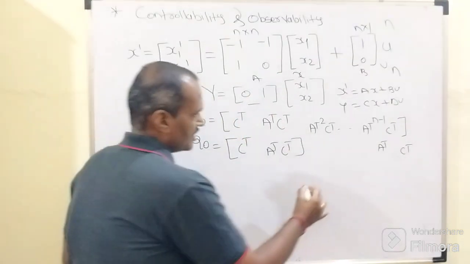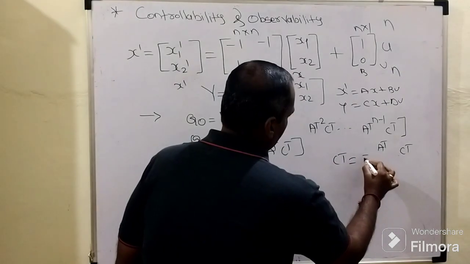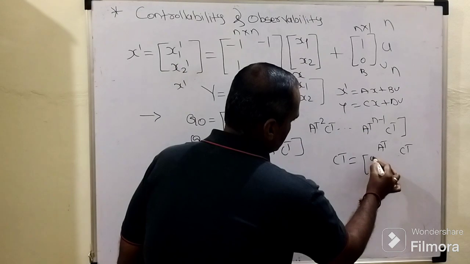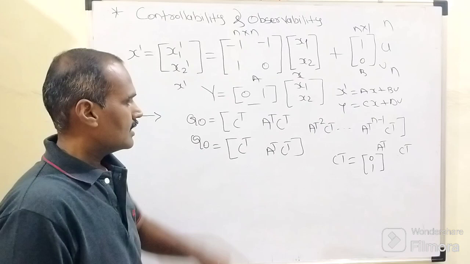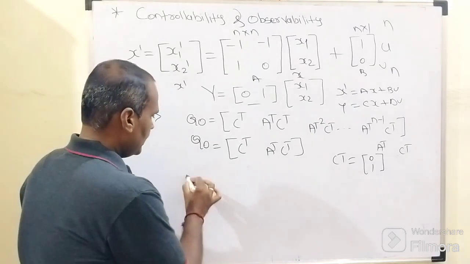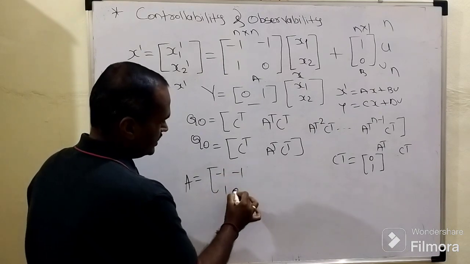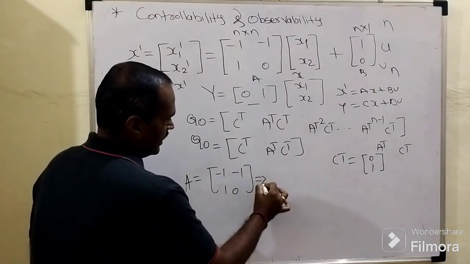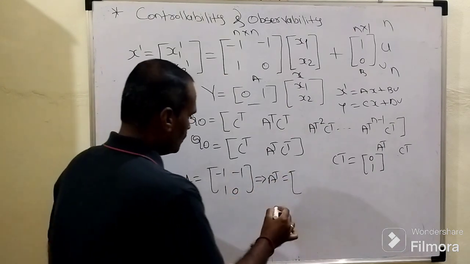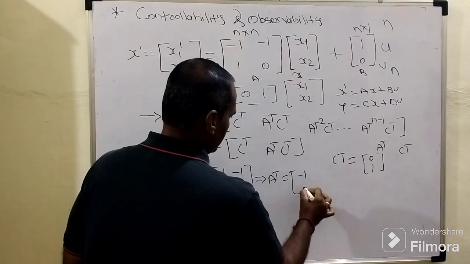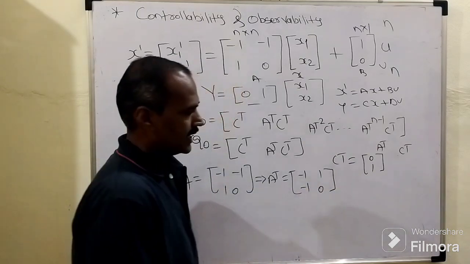So obviously, its transpose will become what here? The transpose of this C matrix will consist of 2 rows and 1 column. It will become 0 and 1, right? Here A equals, I will write, minus 1, 1, 0. So obviously, its transpose will become what here? The first row will become the first column, so minus 1, 1, and the second row will become the second column, so 1 and 0.